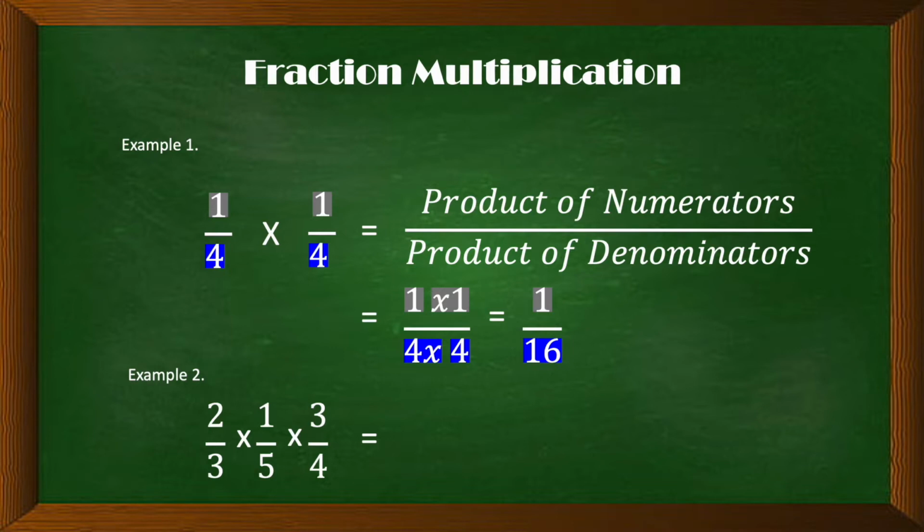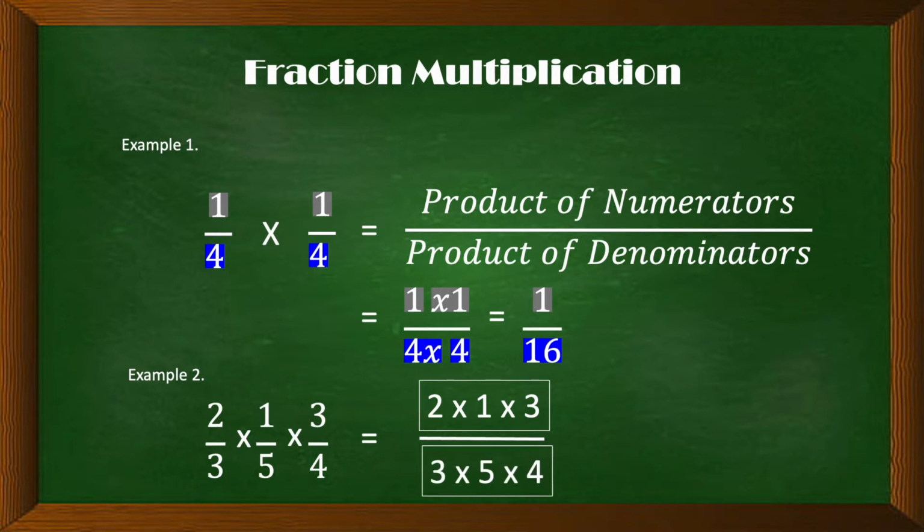So our resulting numerator would be 2 times 1 times 3. That is the product of all numerators. And the denominator would be the product of all denominators, which is 3 times 5 times 4. And our answer would be 6/60. It's just that simple.